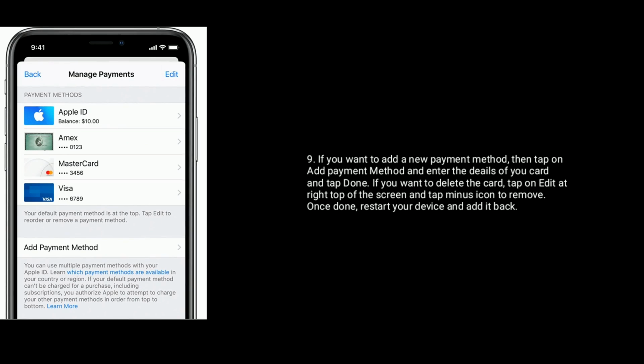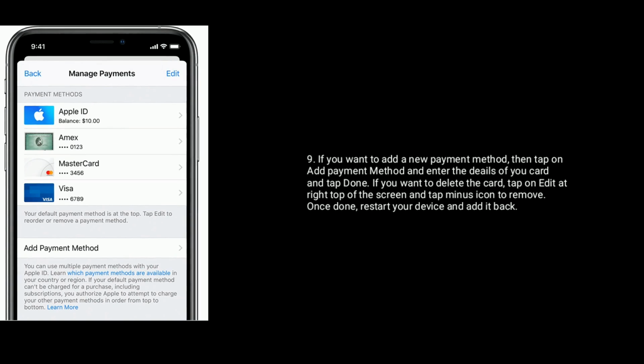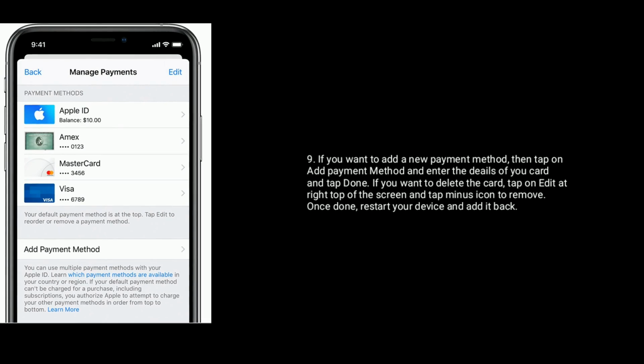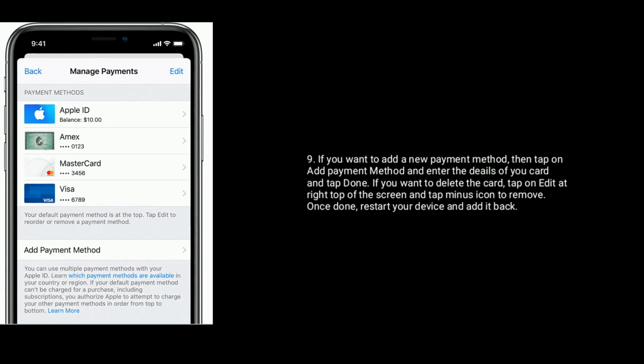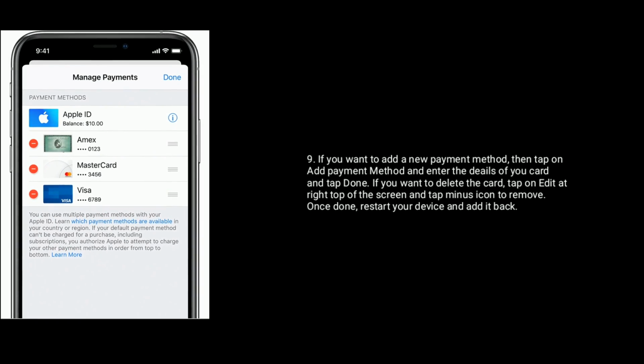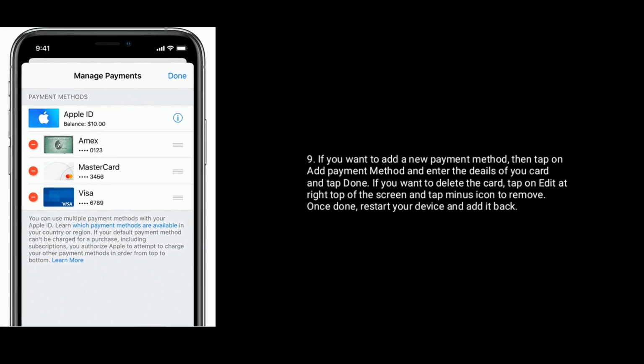If you want to add a new payment method, then tap on Add Payment Method, enter the details of your card and tap Done. If you want to delete the card, tap on Edit at the top right of the screen and tap on the minus icon to remove. Once done, restart your device and add it back.